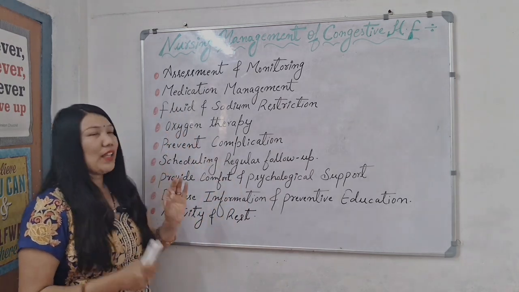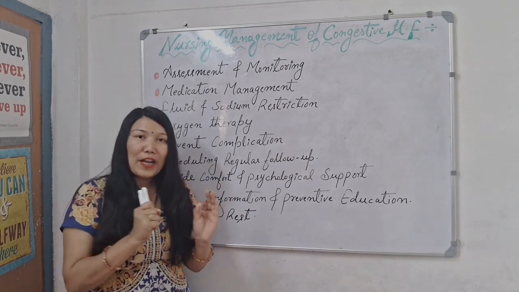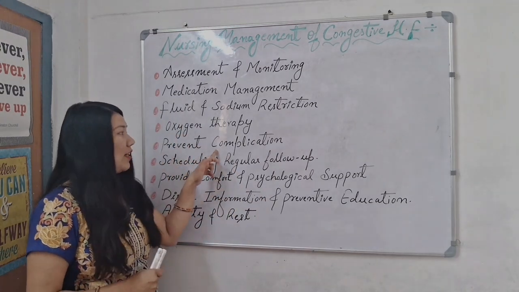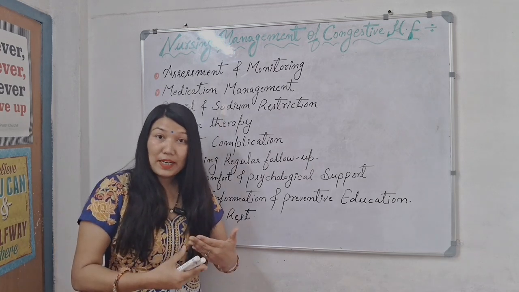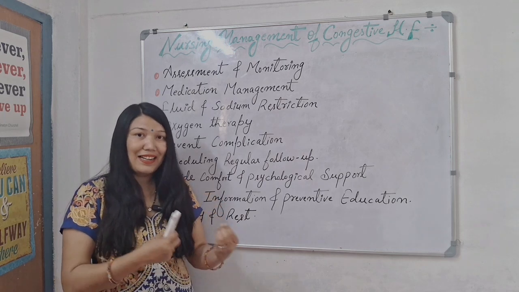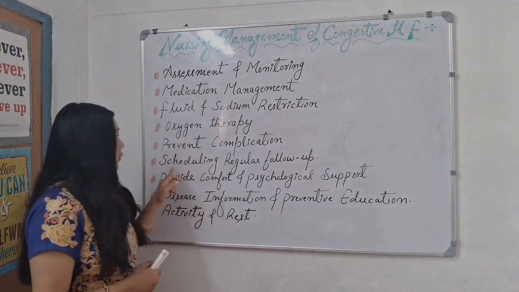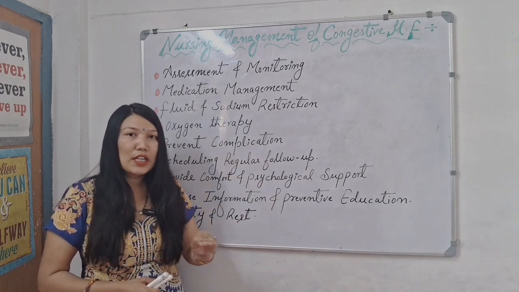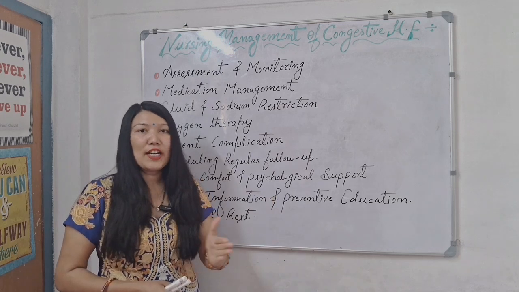Next, we have oxygen therapy. If the patient is feeling exhaustion on breathing or difficulty in breathing, then you can provide supplemental oxygen to the patient. Next, we have preventing complications. It's very important. We have to assess for the complications of heart failure, like pulmonary edema or pulmonary embolism, or renal disease. We have to assess all the arrhythmia conditions of the patient. Next, we have scheduling regular follow-up. A regular follow-up is very important for the checkup of the patient's heart condition. On a regular basis, we have to assess the patient's body, how much the patient has improved.